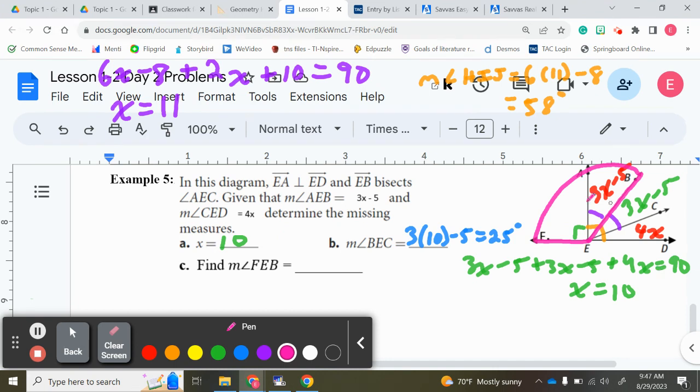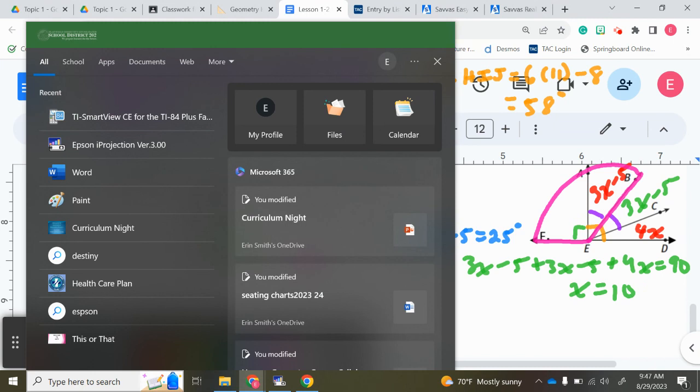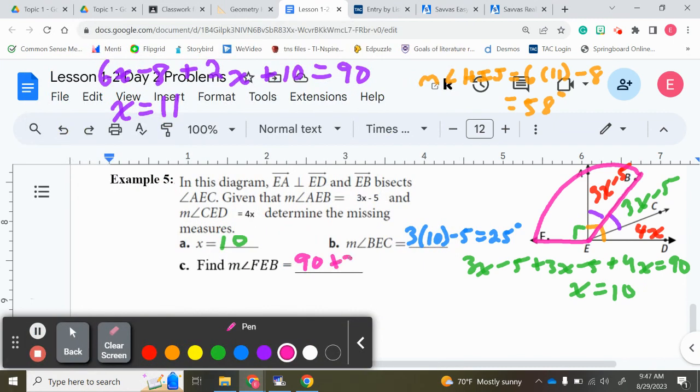We know this part, FEA, is how many degrees? 90. And then AEB is how many degrees? 25. Giving us a total of 115 degrees. Questions on this?